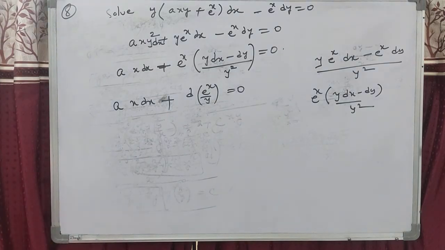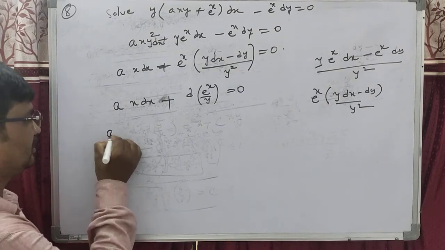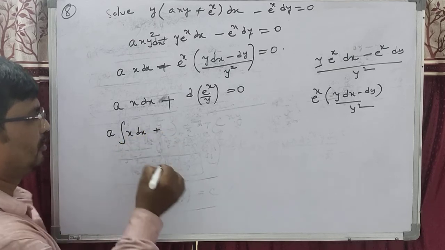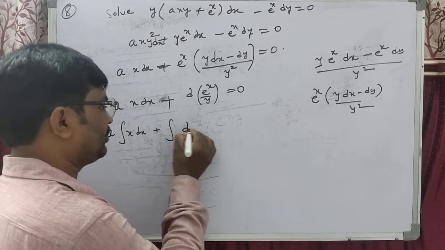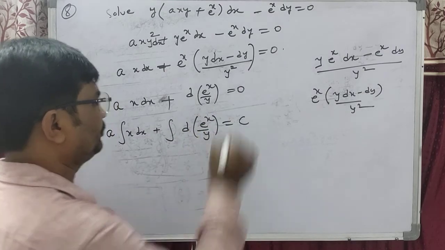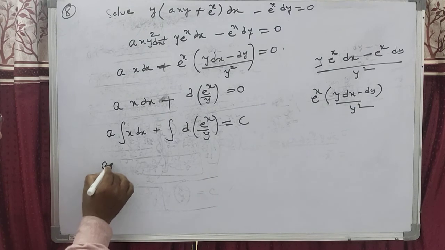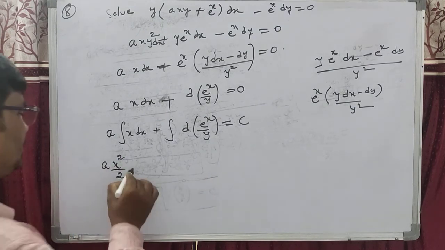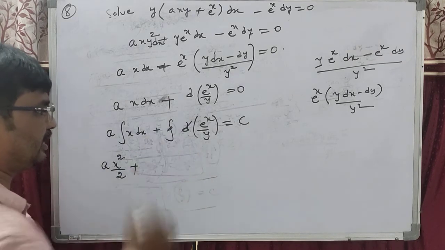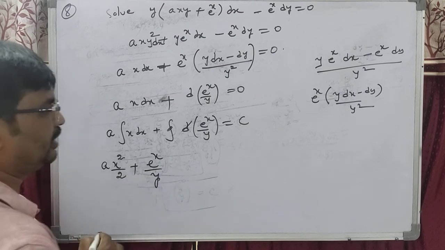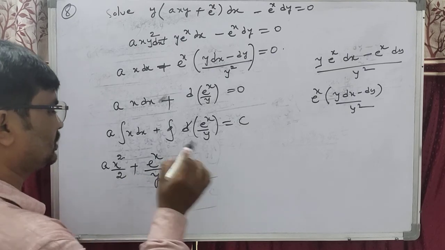My dear students, now applying integrals on both sides, that is a into integral x dx plus the integral of the derivative of e power x upon y equals c. Therefore, you can write a into x square by 2, and the integral and derivative cancel, so we got e power x by y, plus c.